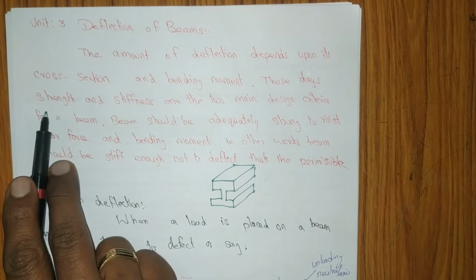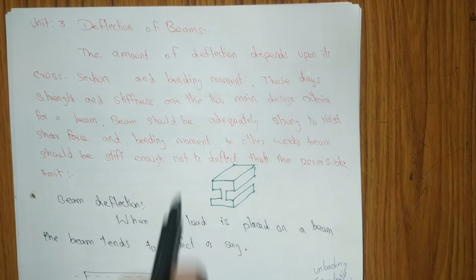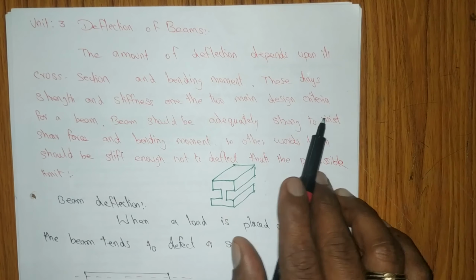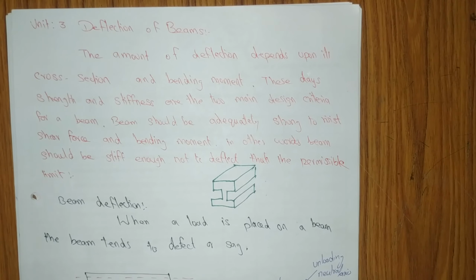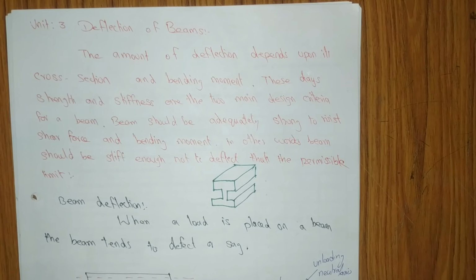These days strength and stiffness are the two major design criteria for a beam. For a civil structure or aircraft structure or mechanical structure or automobile structure, they are designing with strength and stiffness as their main criteria. They're fixing it as a beam, right? The beam should be adequately strong to resist a shear force and bending moment. So the main purpose of the beam is to resist the shear force and bending moment.